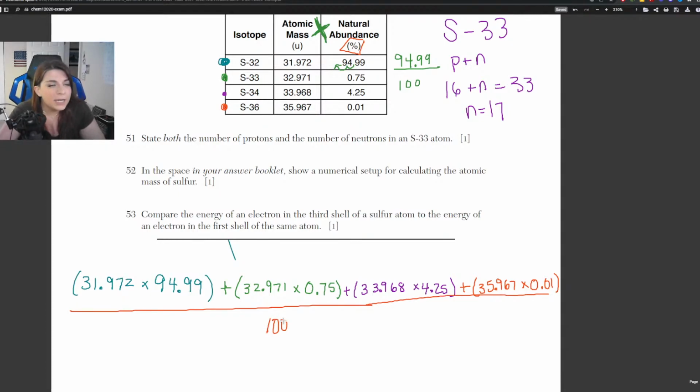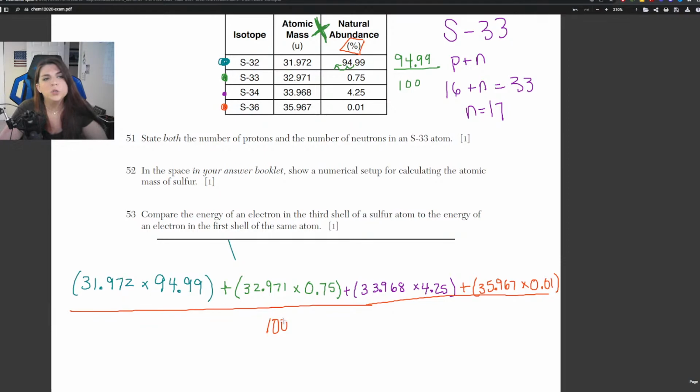If you were to put that in the calculator, what you should get is the mass for sulfur that is on the periodic table. But it doesn't ask you to solve it. It just asks for the setup. So I wouldn't solve it, because if you solve it and you get it wrong, then whoever's scoring your test might mark you wrong. Just do the setup and walk away.